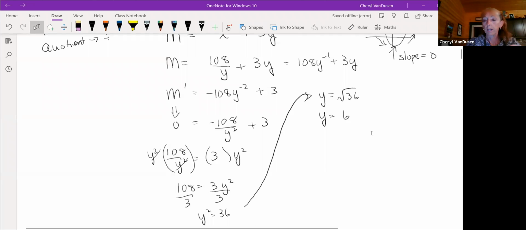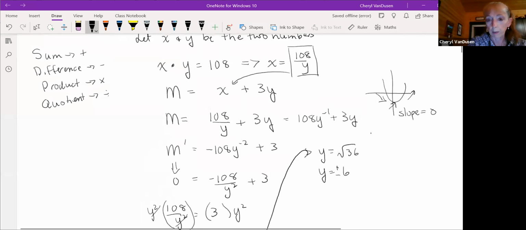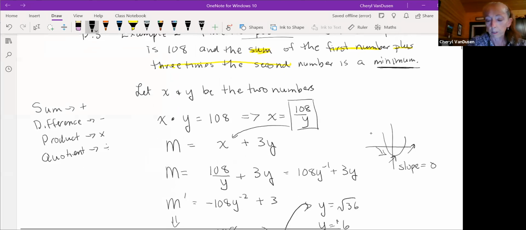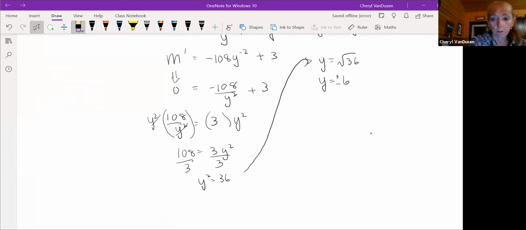Now, notice that I didn't take the negative. We know that the square root should be plus or minus 6. But if we take a quick look back up at the question, it says we want to find 2 positive numbers. So that means that we don't actually need to include the negative part. The answer for y is just y is equal to 6.